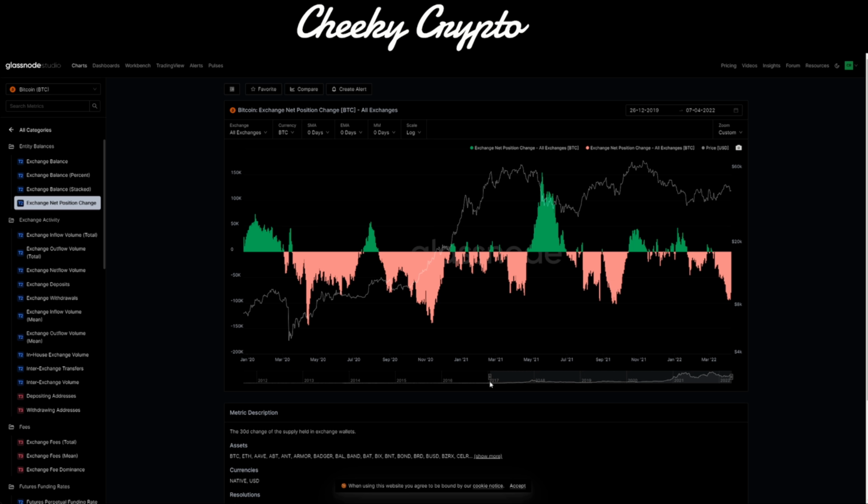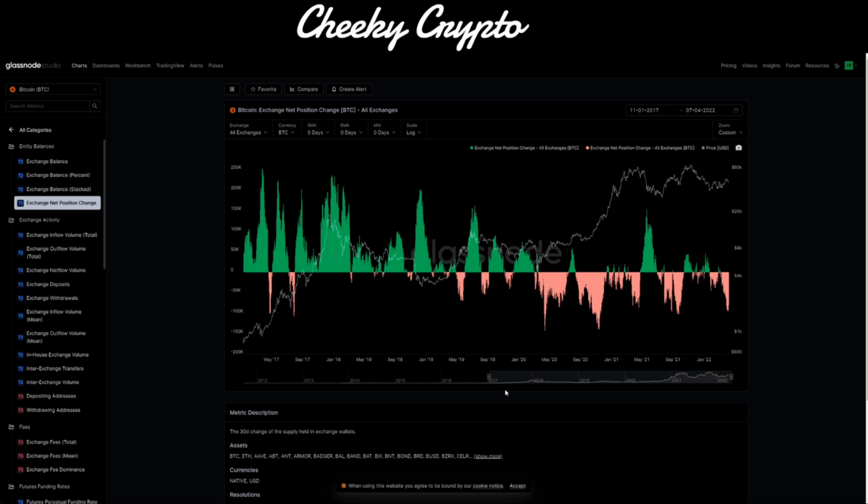And if we actually roll this back to 2017, what do you see? What's the main difference here? It's basically Bitcoin being loaded onto the exchanges. So much Bitcoin being loaded up onto the exchanges in the bear market versus what has been going on over here in the bull run, right? So what's the difference between a bear market and a bull market? Well, in a bear market, you see this as green, and in a bull run, you see it as red, okay?